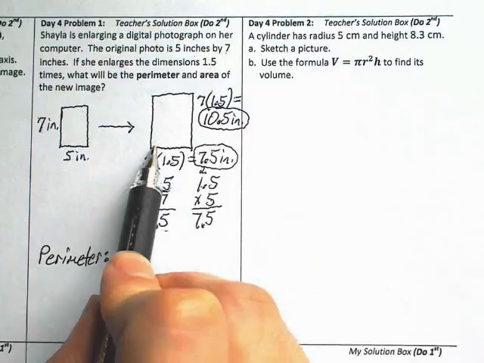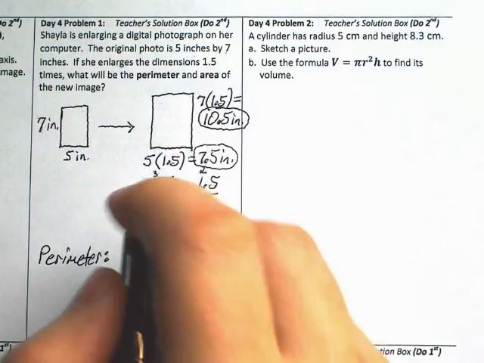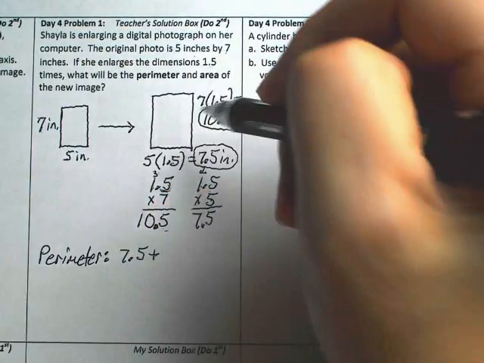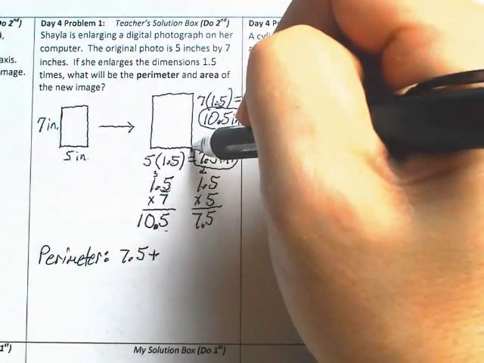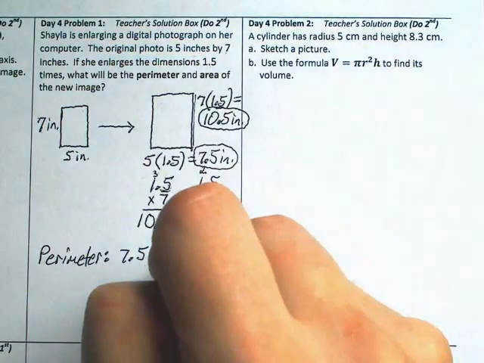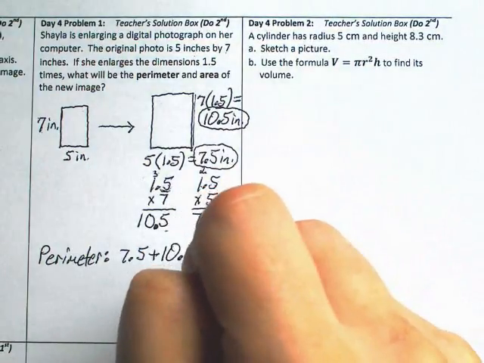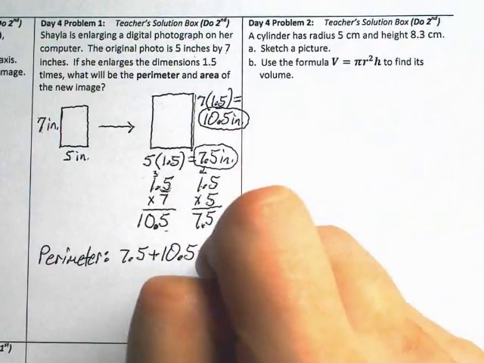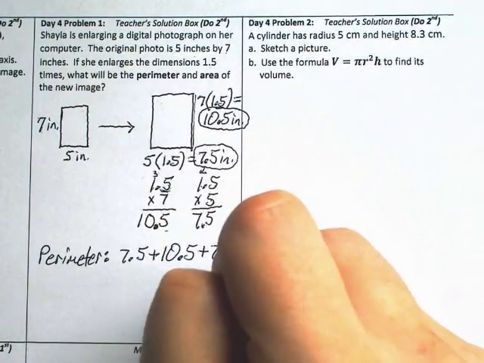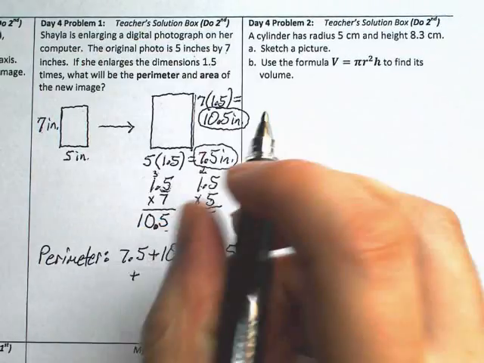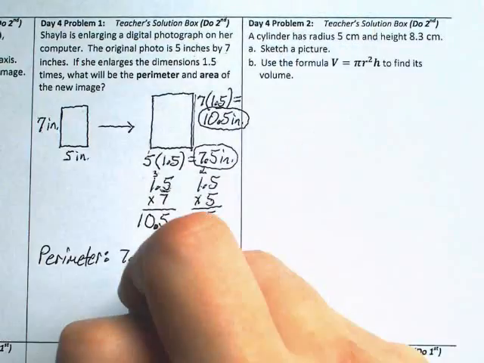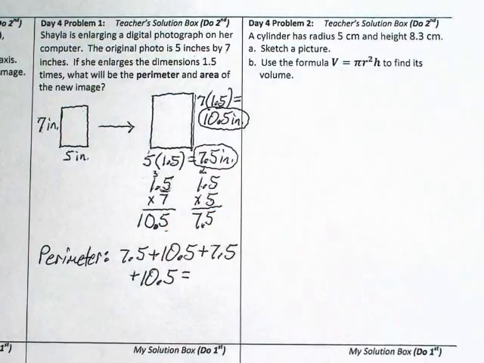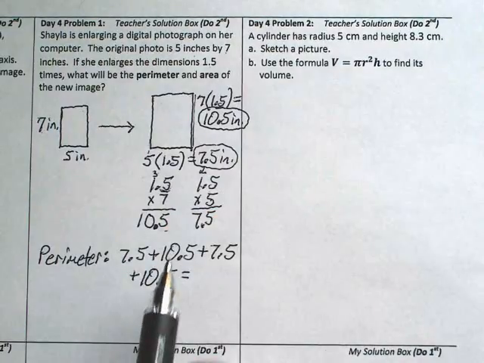It is 7.5 inches across the bottom, plus it is 10.5 inches high, plus it is 7.5 inches across the top, plus, and it is 10.5 inches down the side. So adding these all up, we will have the perimeter.